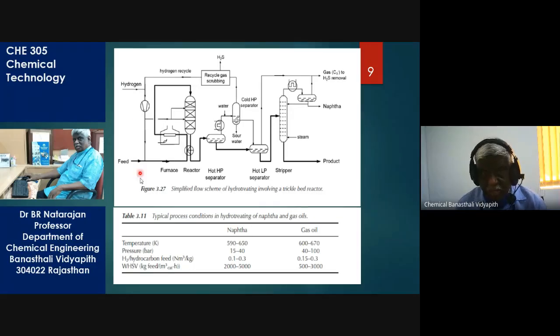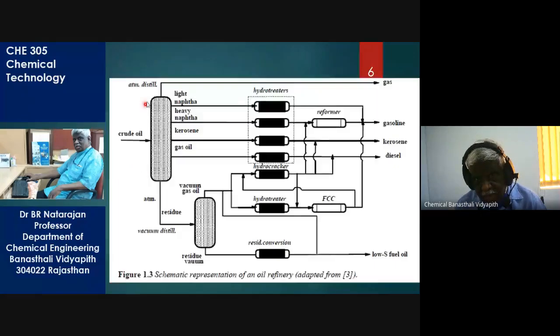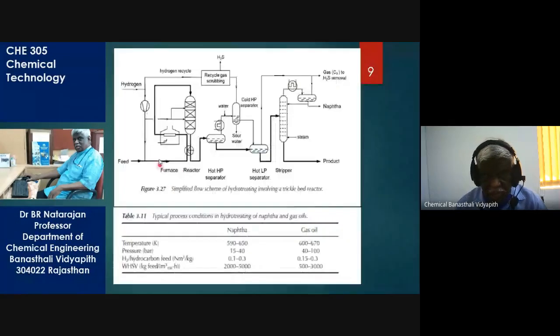So let's see the figure. Remember, the input is feed. Feed is the fraction which is coming from the atmospheric column. It could be any of this, right? Hydrogen is also required. That is why it is known as hydrotreating. So hydrogen and the feed, they get heat exchange here and then go to a furnace, get heated, and then enter the reactor, where the reactor is filled with a catalyst. If it is sulfur removal, you know what catalyst is required. If it is nitrogen removal, what catalyst is required.